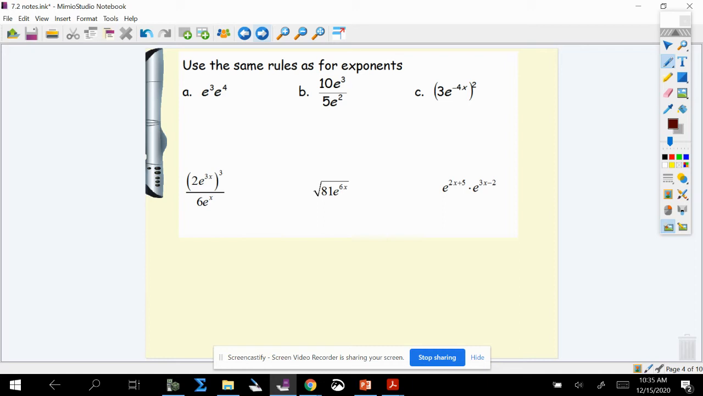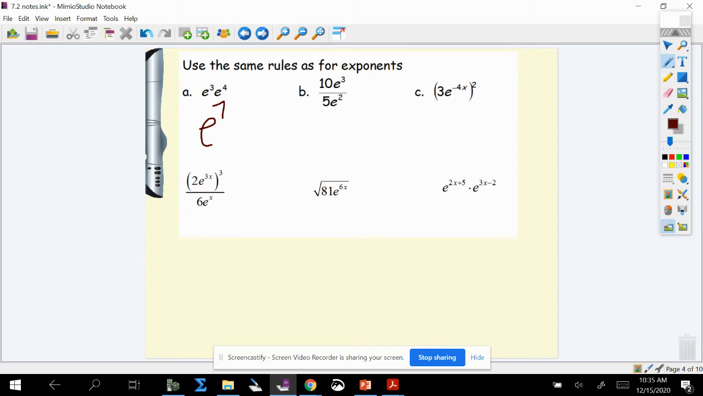So the first one, e to the third times e to the fourth. Our rule is if my bases are being multiplied, I add the exponents. So I get e to the 7th power. On Delta Math, it will actually say use the appropriate simplification with exponent rules. So I don't want decimals here, just use the rule.